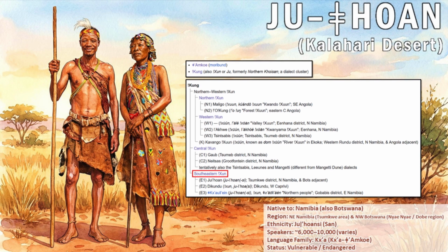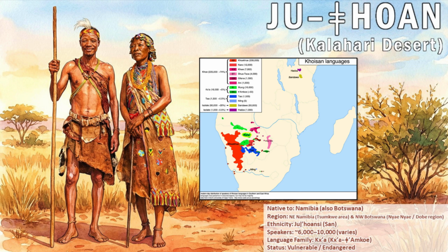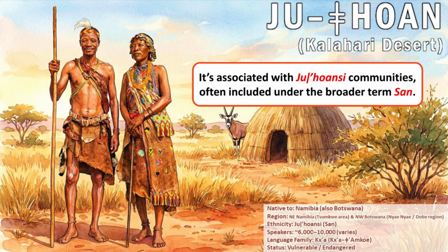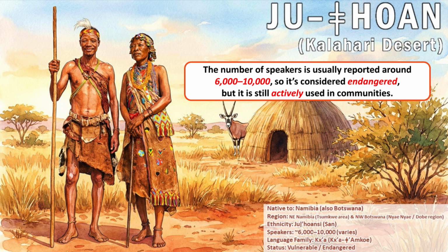Now, we're moving to Xóõ, a language from the Kx'a family. It's spoken mainly in Namibia and Botswana, especially in northeastern Namibia and northwest Botswana. It's associated with the Juhoansi communities, often included under the broader term San. The number of speakers is usually reported around 6,000 to 10,000, so it's considered endangered, but it is still actively used in communities.